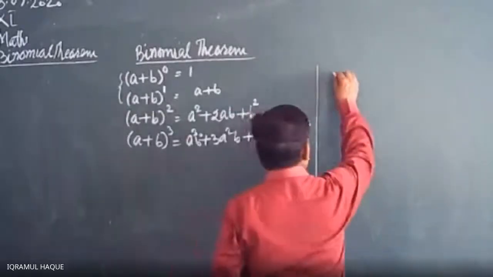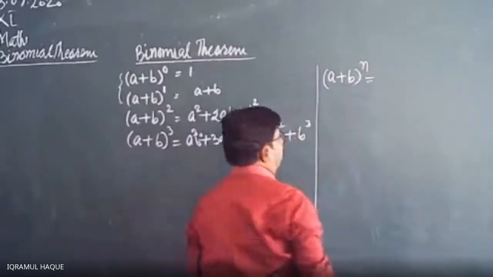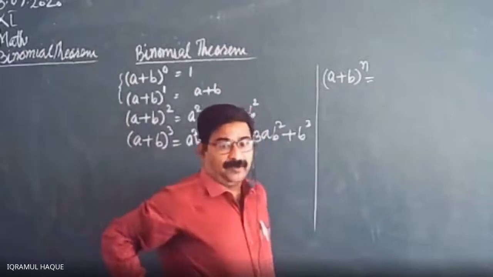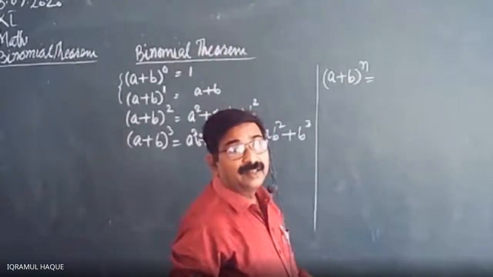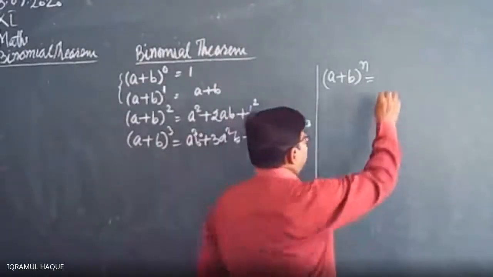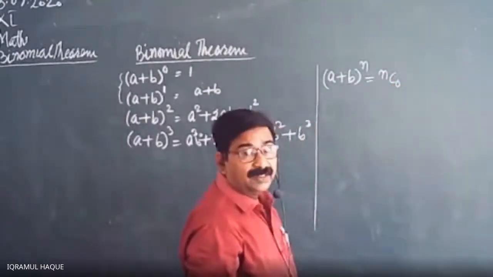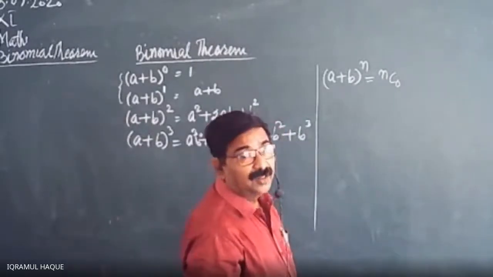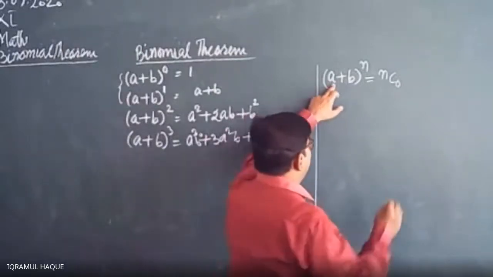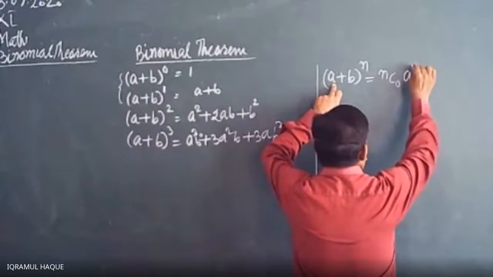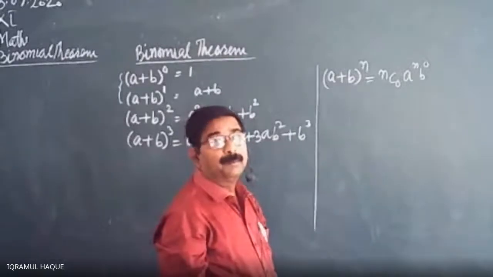Suppose you are given (a + b) to the power n. Now we have to expand this. So how to expand? Starting with nC0, the first coefficient, nC0. And as I told, the first term will have maximum power, a to the power n and b to the power 0. b will have minimum power.